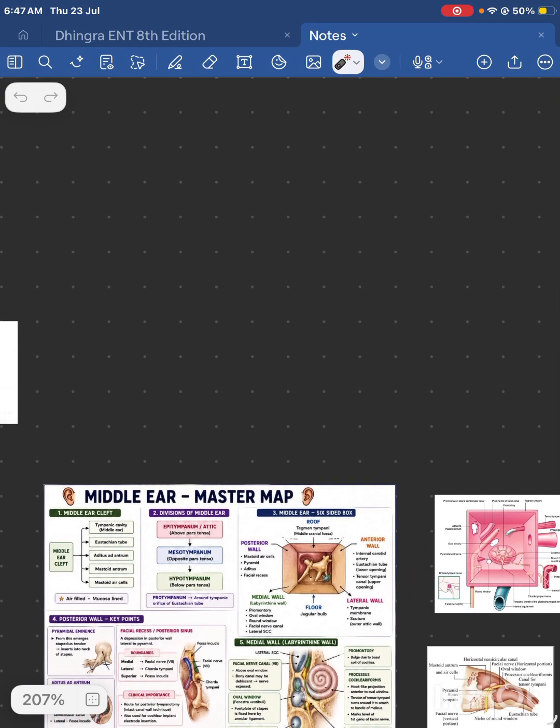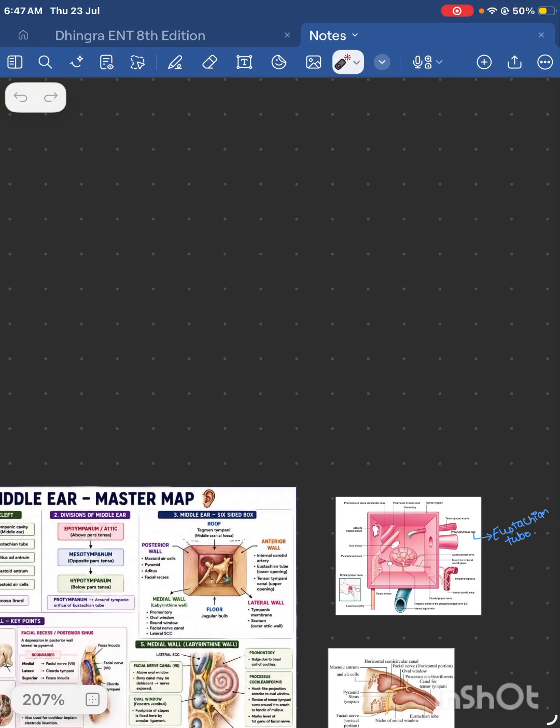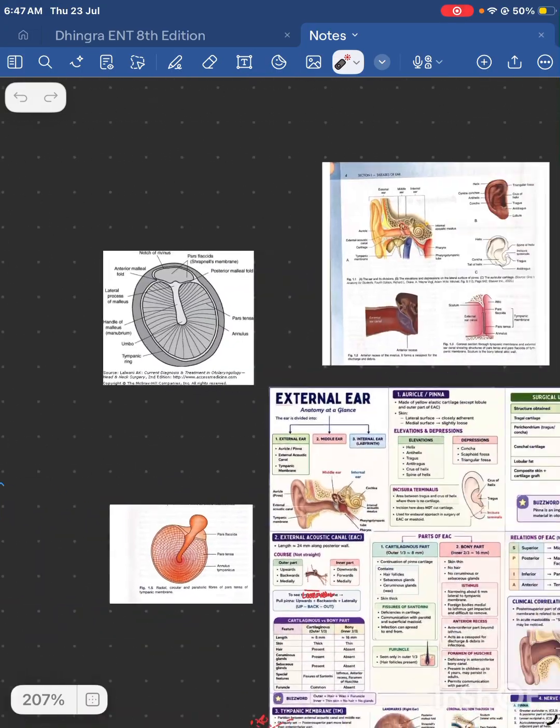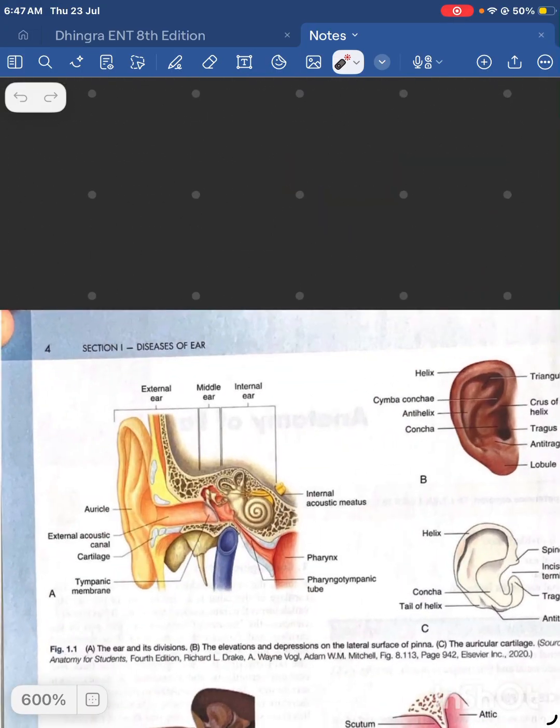So what is the middle ear? Basically, if you see this diagram again, this is the middle ear cavity. This was the external ear up till here. From here you will start the middle ear. This is the middle ear, this part.